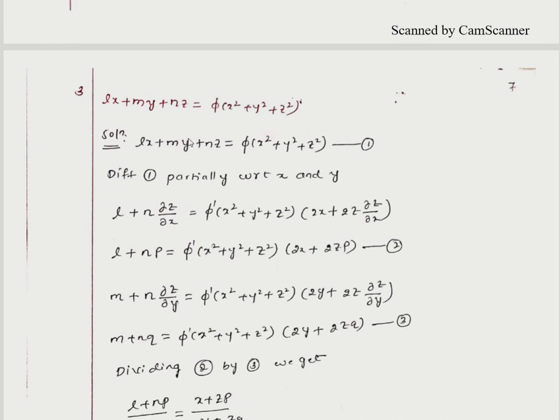Here with respect to x, my is a constant, so the y terms are constants, that is 0. Here n into, what is the derivative of z partially with respect to x? That is ∂z/∂x, that is equal to. What is the derivative of φ? That is φ', the φ' of (x² + y² + z²) into chain rule.